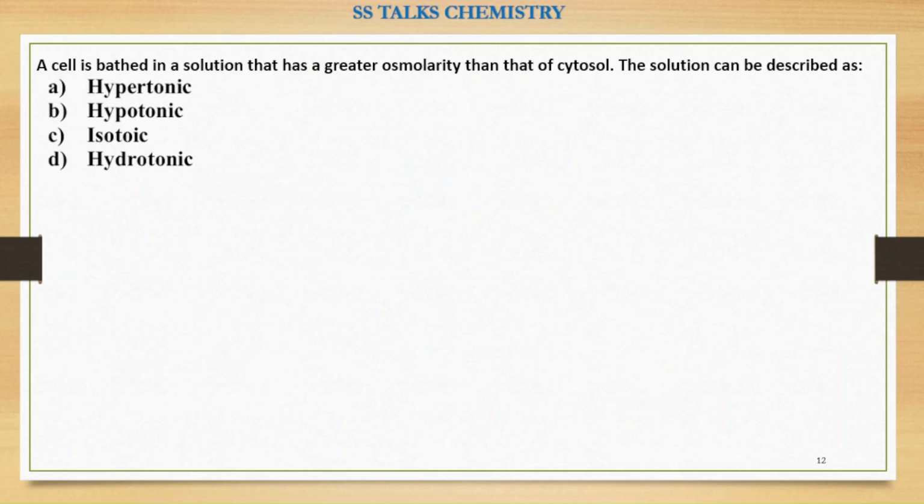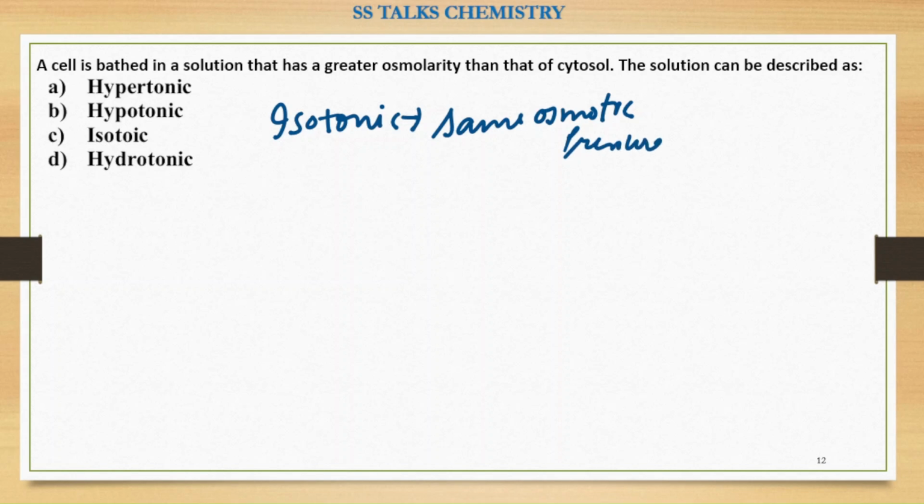It says a cell is bathed in a solution that has a greater osmolarity than the cytosol. The solution is described as. So we have different types of solutions. We have seen the isotonic one, where isotonic means you are having the same osmotic pressure. The same osmotic pressure is there.